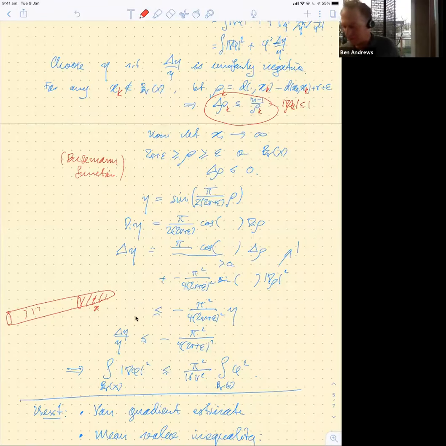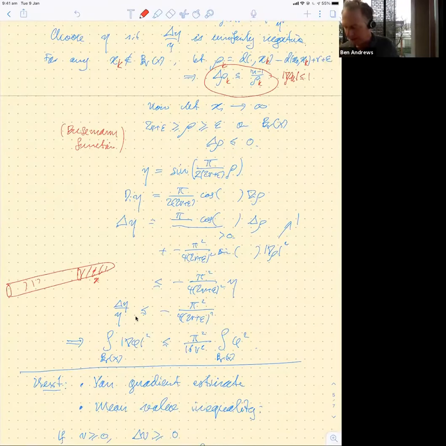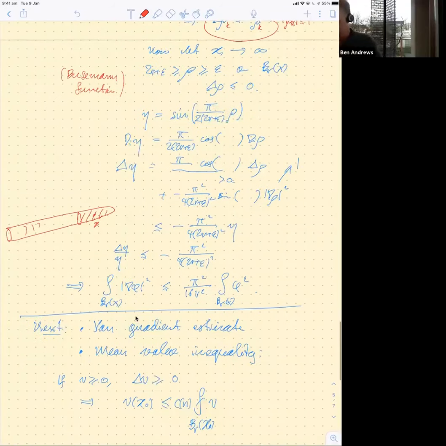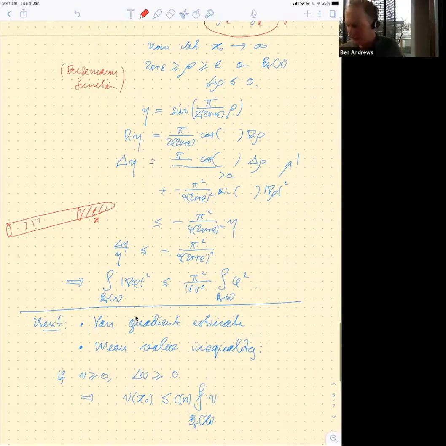Anyway, there's lots of ways you can do this. In fact, Li and Schoen first prove a p equals 1 Poincaré inequality by a different sort of integration by parts argument, and they bootstrap up from there to get this one, which is a p equals 2 Poincaré inequality.